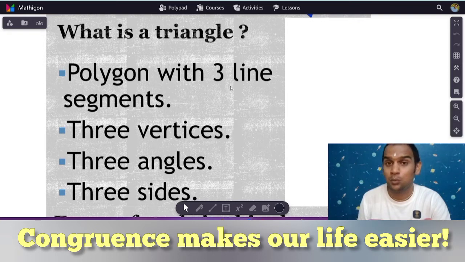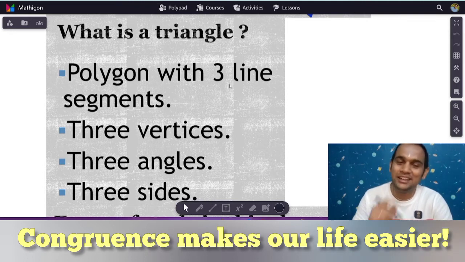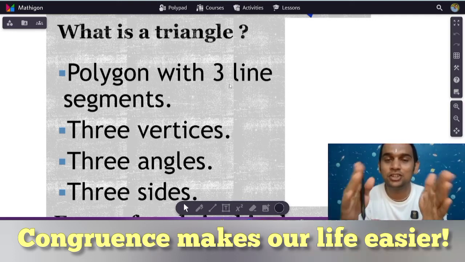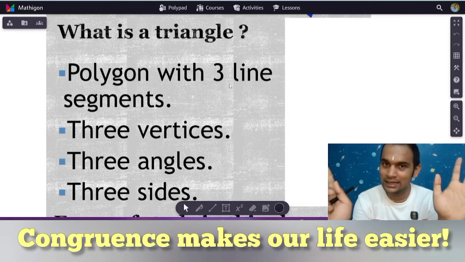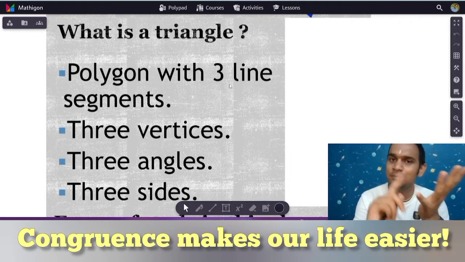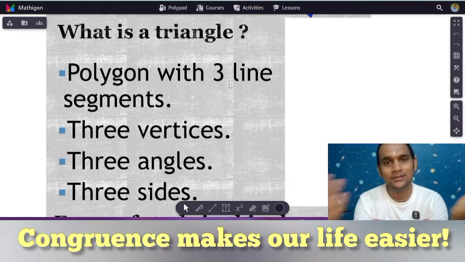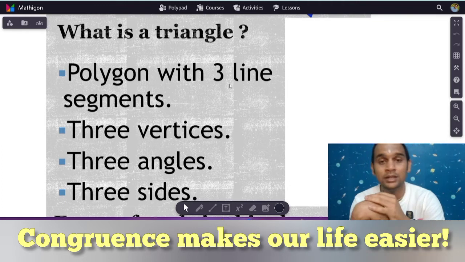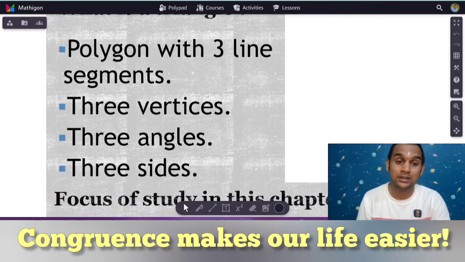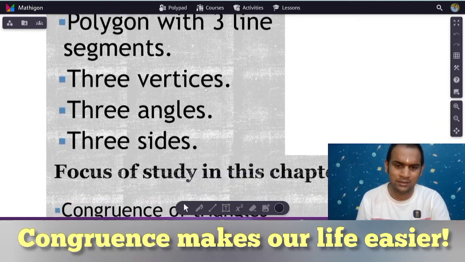Now, what is a polygon? I guess I need not explain that. Polygon is any two-dimensional, or I would rather say any shape which is drawn from straight lines. It's a closed and simple figure. I hope that is clear. Simple closed curve which is made up of straight lines, that's called a polygon. If it has three line segments, it's called a triangle. A triangle has also three vertices, three angles, and three sides. I hope that makes sense.